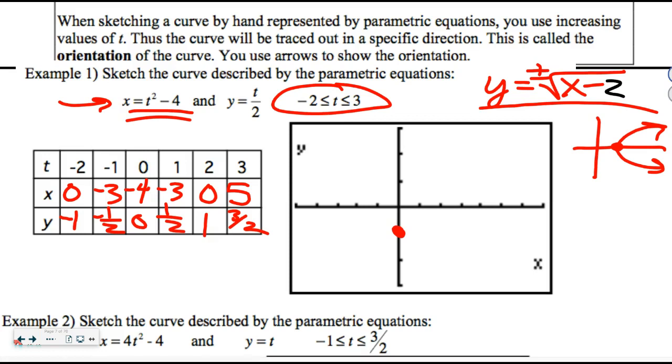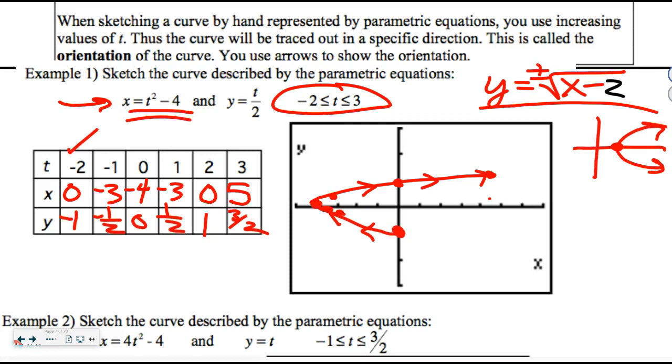It doesn't do what function mode does and start at the left of the screen. It starts wherever the first t caused your first point to be, and then it'll be at -3, -1/2, -4, 0, -3, +1/2, 0, 1, and 5, 3 halves. So it's going to head like this and go like that. Starting here, when we put it on the calculator, you'll see it do exactly that. It'll start down there on the y-axis, and it'll just head around and go forward and stop.